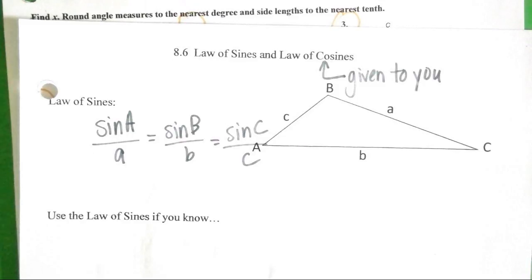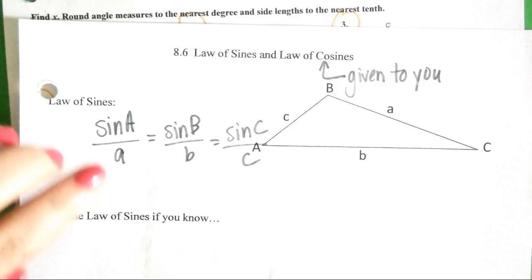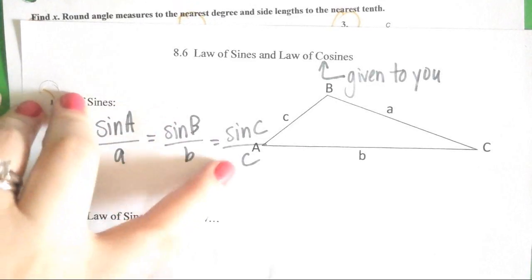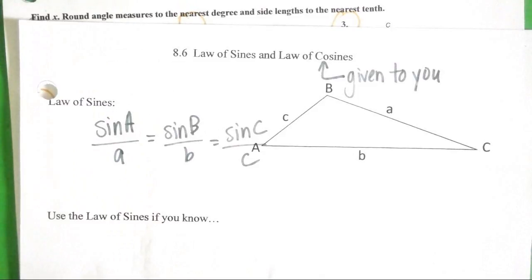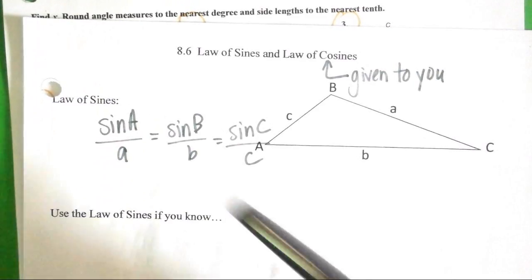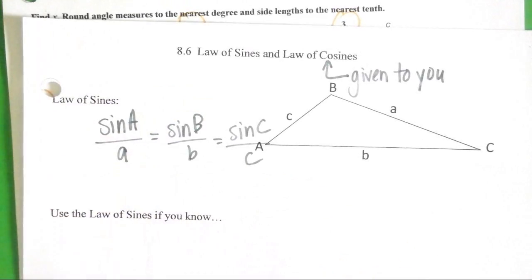Now, you could potentially flip them. You could do A over sine A, B over sine B, C over sine C. It would still all work out, because just like we did in Chapter 7 with all the ratios and proportions, we're going to end up cross-multiplying to solve for x. So as long as you stay consistent, it shouldn't matter.